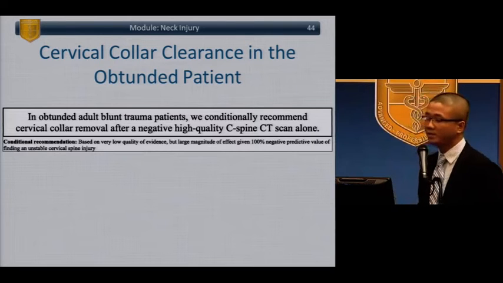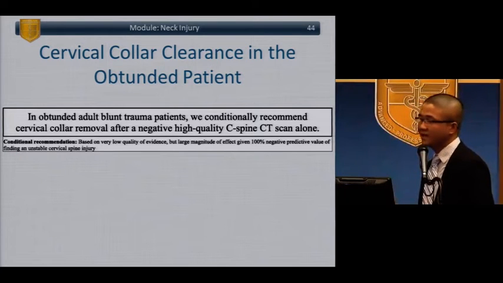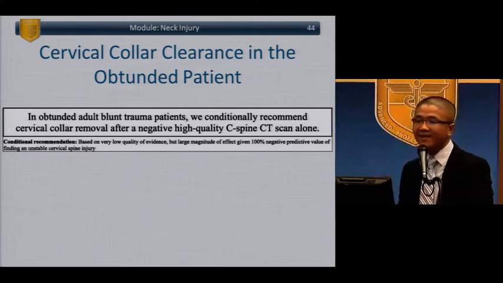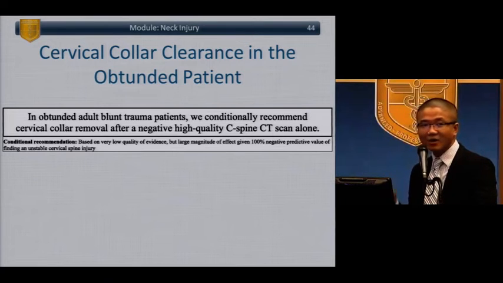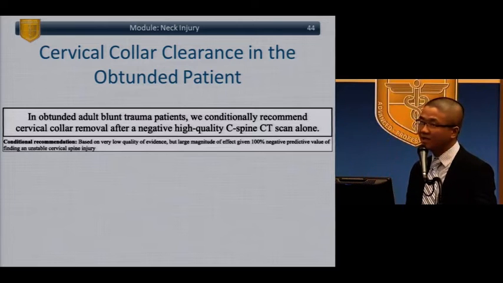Cervical collar clearance in an obtunded patient. This is still controversial. EAST actually just put out the most recent practice management guidelines, which is to say that if your CT scan is negative for any injury, it has almost 100% negative predictive value, which we're going to get to. I always want to review the stats with you a little bit in case it comes up on the examination, but it has a 100% negative predictive value, which means that if the test is negative, you probably don't have the disease, right?